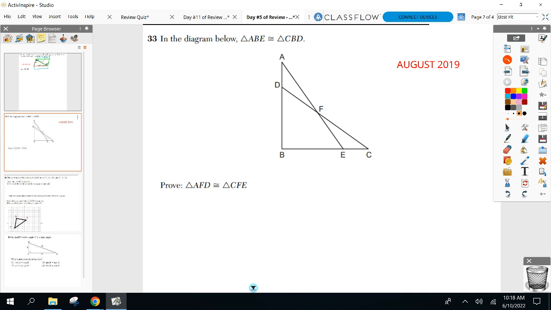All right, ready for 33? Whew, not much. Look at the givens. Here's a pair of triangles congruent. Get another pair congruent for me.